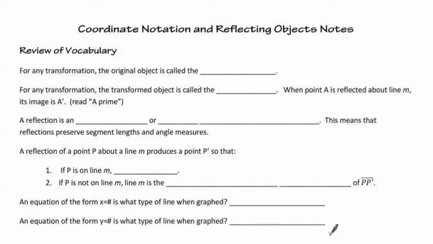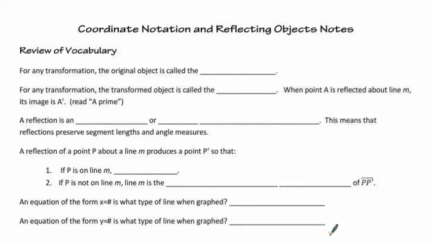Alright, so today we're doing coordinate notation and reflecting objects. That's the notes topic. We're going to start with some review of vocabulary, things that we've already talked about in class for some of you. For some of it, we haven't talked about much at all, but this is some vocab that's going to apply to transformations and reflections as we are starting right now. And we'll also have a little bit of review of some algebra things that we have down here at the bottom of this vocab section.